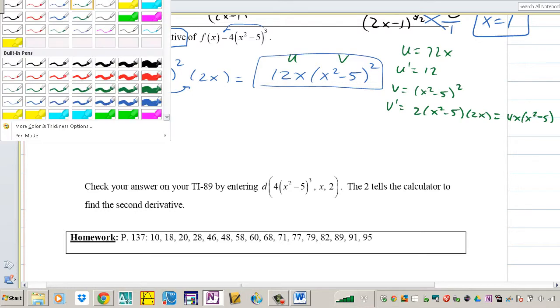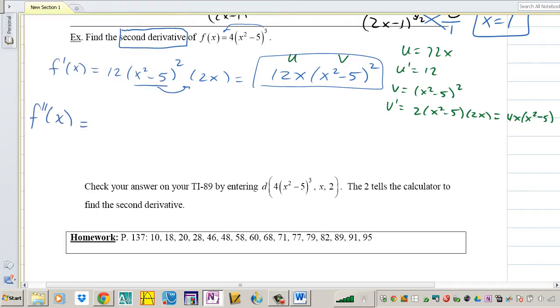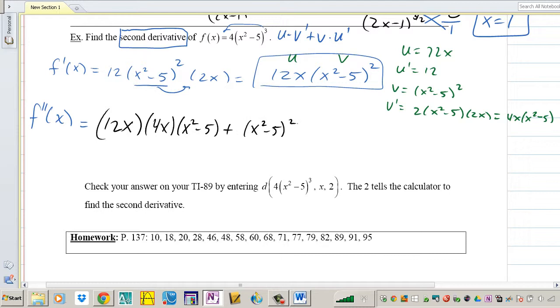So let's do this. I have all my parts. Now I have to remember, well, what is the product rule? The product rule is u times v prime plus v times u prime. Simple. So let's do this. It's going to be u times v prime, which is 4x times x squared minus 5, and then plus v, x squared minus 5 squared, times u prime.